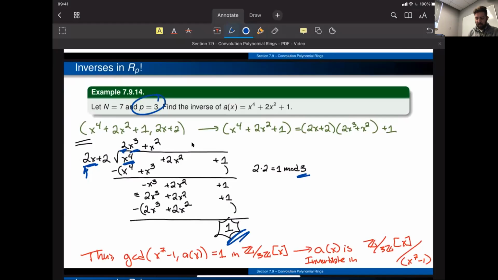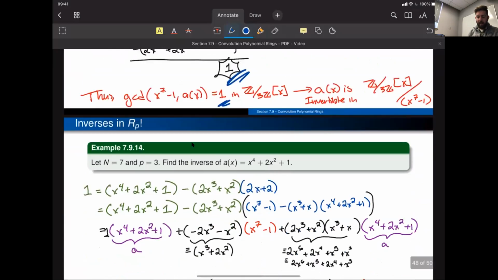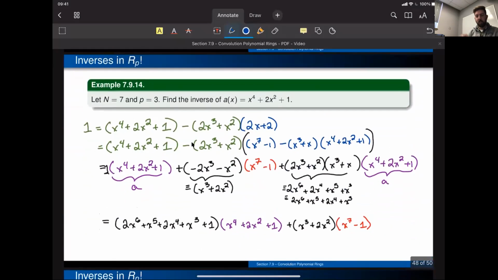So that immediately tells you that the GCD between the x to the n minus 1 and a is a 1. So I know that I'm going to be invertible. What I need to do then is this back substitution. So you take that green equation, substitute in that blue equation, do a tiny little bit of distribution, and you end up with this big ol' expression, which again is still equal to a 1.